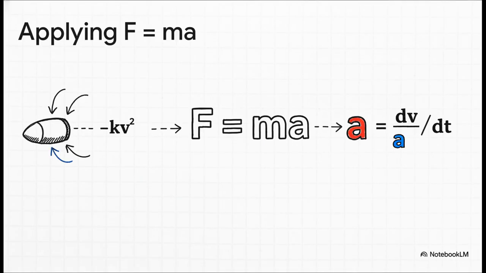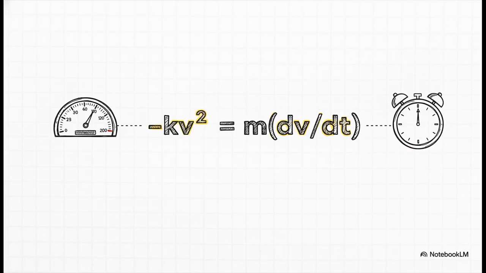Okay, so now we've got to translate all that physics into the language of math. The force F is proportional to v squared, so we'll write it as negative kv squared. Now do not, I repeat, do not forget that negative sign. It's absolutely critical. It tells us this is a resistance force, it's always fighting against the direction of motion. And acceleration, a, well, that's just the definition. It's the rate of change of velocity, dv by dt. And boom, when you put it all together, you get this equation of motion.